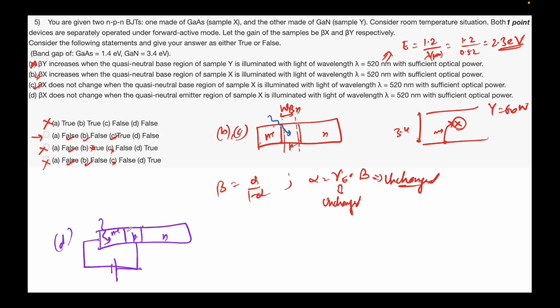So essentially it's like when you're increasing VBE, but rather than increasing the potential of the battery, you're just shining light, so more electrons will be generated. So beta X will change; in fact beta X will increase. So this is false, this is incorrect. Yeah, so again option C will be the correct option.